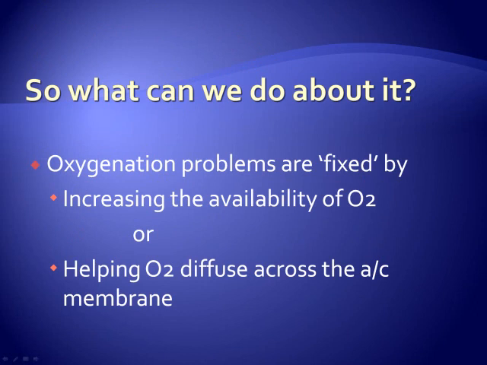So what can we do about it? Oxygenation problems are fixed by increasing the availability of oxygen. Now, again, that might mean doing your turning, positioning, your incentive spirometry, all those good pulmonary hygiene kind of things. It can also mean giving the patient some supplemental oxygen, or helping oxygen diffuse across the alveolar capillary membrane. Okay, and again, we're going to do that by getting our patient's fluid away from that alveolar capillary membrane.